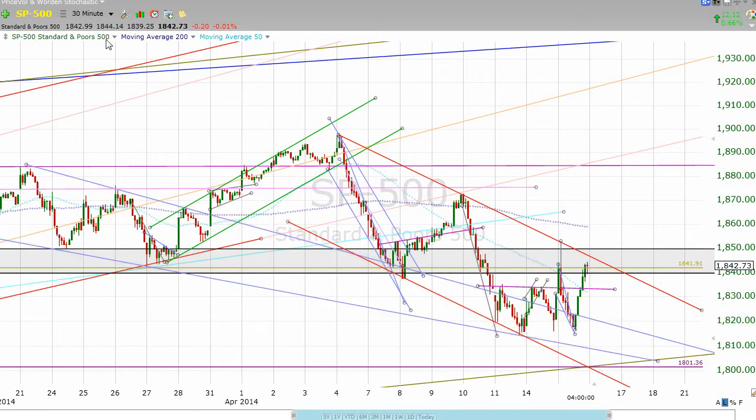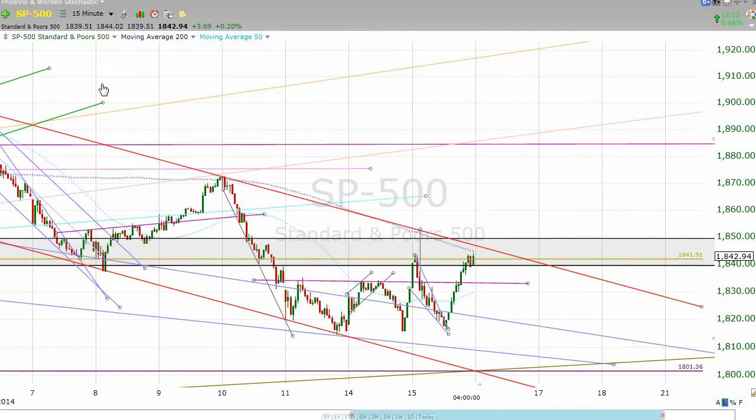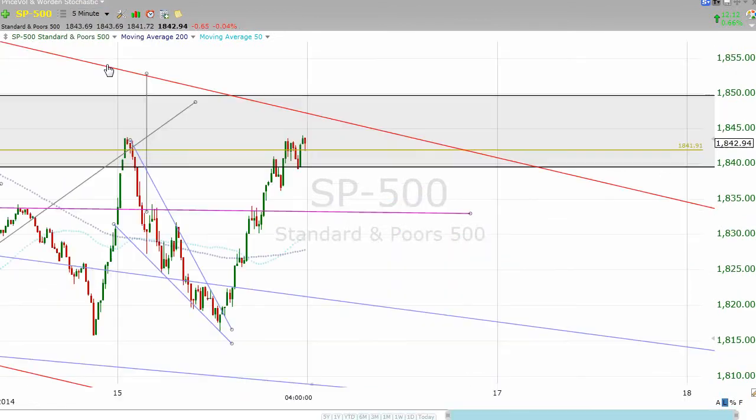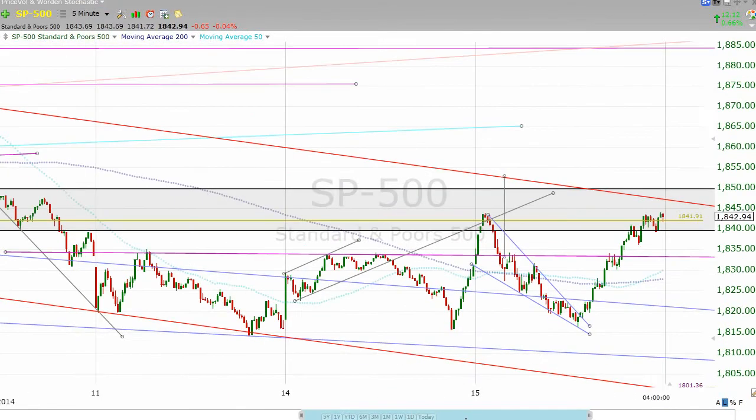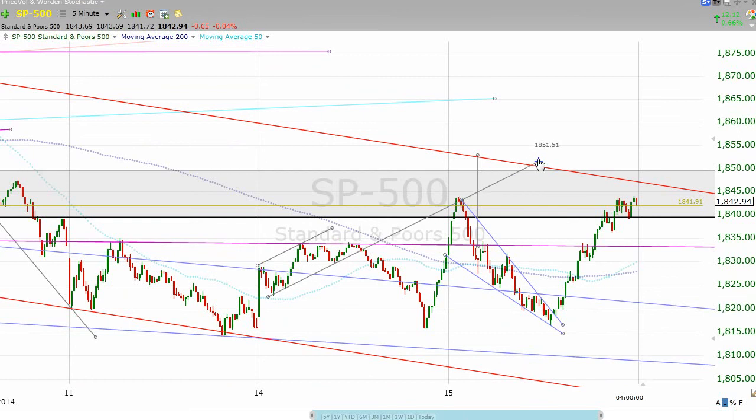So today we opened with a nice move up into our 1840 to 1850 gray area, and we were turned back. As a matter of fact, if we extend this little line right here, we were turned back on a backtest of this little dinky trend line, which frankly doesn't really amount to that much, but it did happen, so it's worth pointing out.